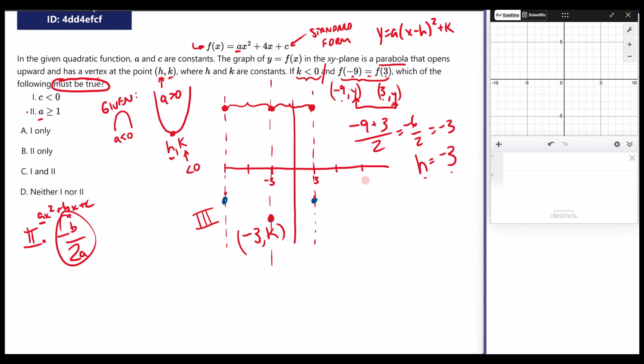We know that that h value is -3. We just found that. We know our b value. Our b value is actually given. It's 4. So we are going to write -4, just plugging in that b value up top over 2a equals -3.